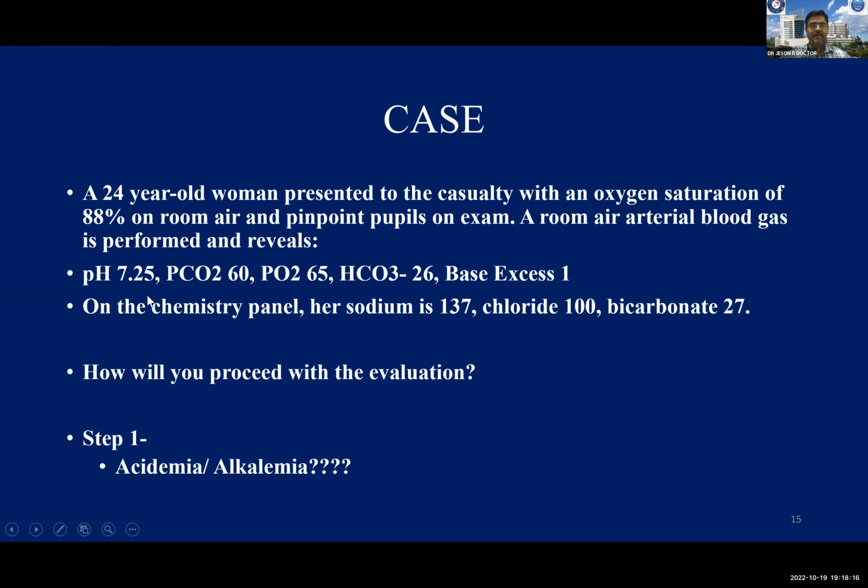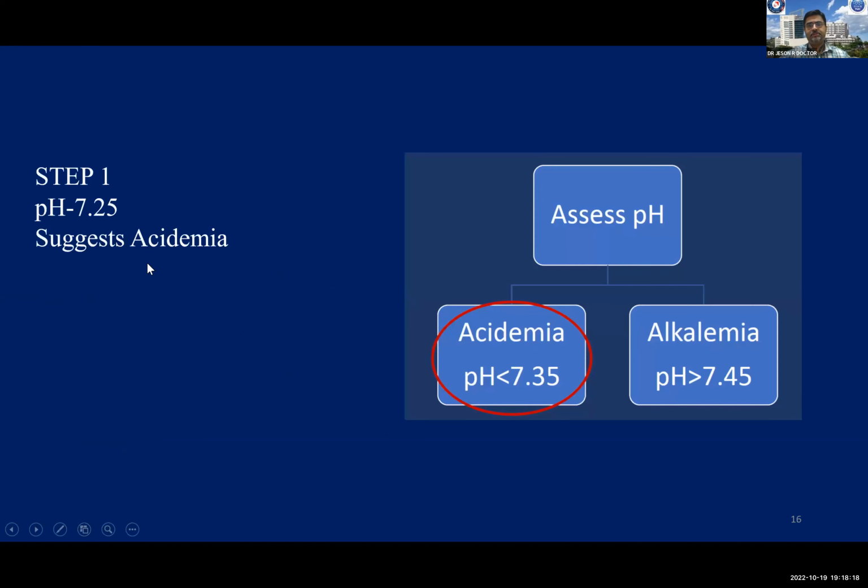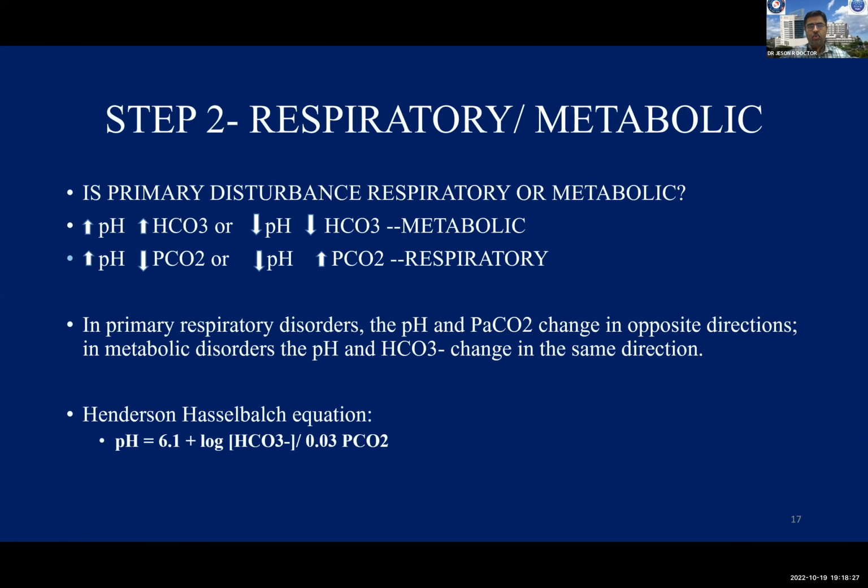As you can see, the pH is 7.25, so it is suggestive of acidemia. Okay, so step 1, it is acidemia or acidosis. So you move on to step 2, whether it is respiratory or metabolic. An important thing to check here is what is the direction of the movement and what is the primary pathology.